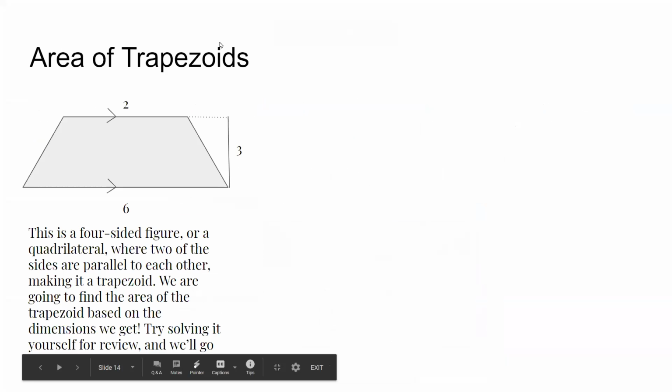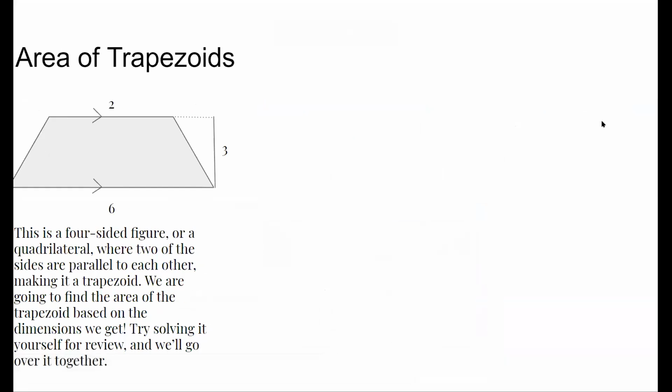Okay, so now we're going to focus on the area of trapezoids and other composite figures. So here we have a trapezoid. It's a four-sided figure, also known as a quadrilateral, where two of the sides are parallel to each other, making it a trapezoid. Only two of the sides have to be parallel to each other. So we're going to find the area of the trapezoid based on the dimensions we have. So just try solving it for yourself and we can go over it together.